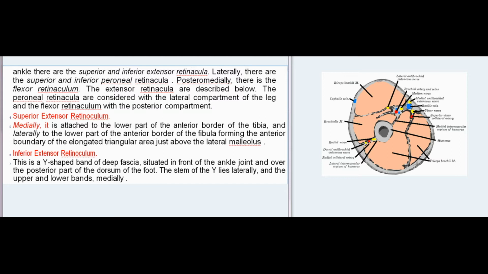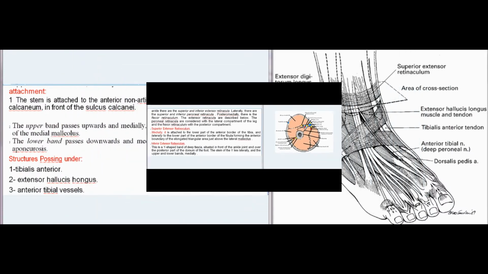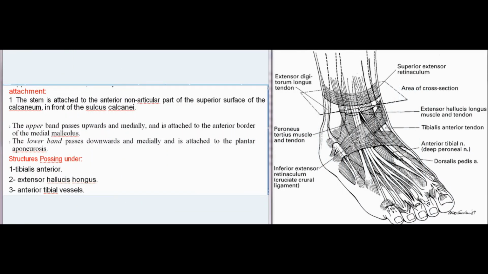7. This is a Y-shaped band of deep fascia, situated in front of the ankle joint and over the anterior part of the dorsum of the foot. The stem of the Y lies laterally, and the upper and lower bands, medially. Attachment. 1. The stem is attached to the anterior non-articular part of the superior surface of the calcaneum, in front of the sulcus calcanei. 2. The upper band passes upwards and medially, and is attached to the anterior border of the medial malleolus. 3. The lower band passes downwards and medially and is attached to the plantar aponeurosis.